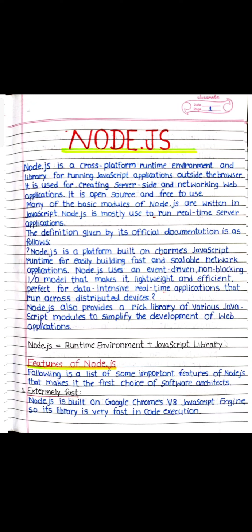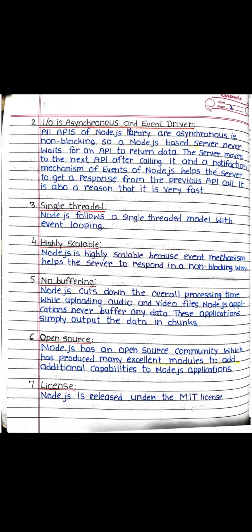Features of Node.js. The following is a list of some important features that make Node.js the first choice of software architects. Extremely fast: Node.js is built on the Google Chrome V8 JavaScript engine, so its library is very fast in code execution. I/O is asynchronous and event driven.